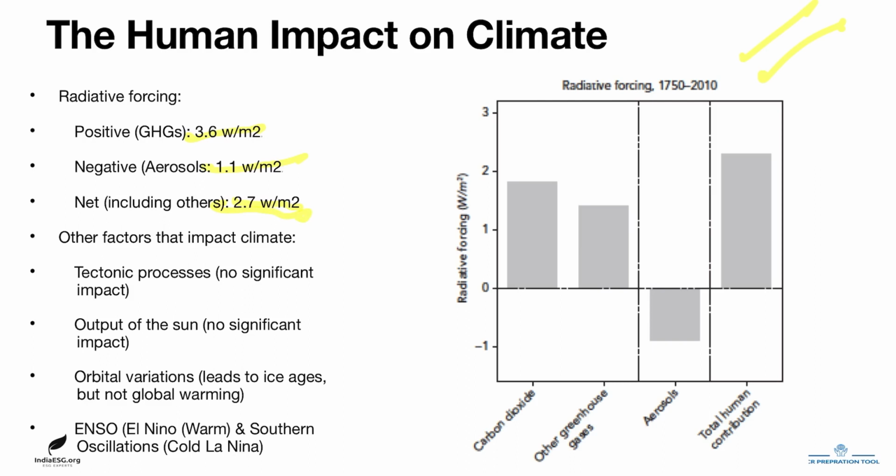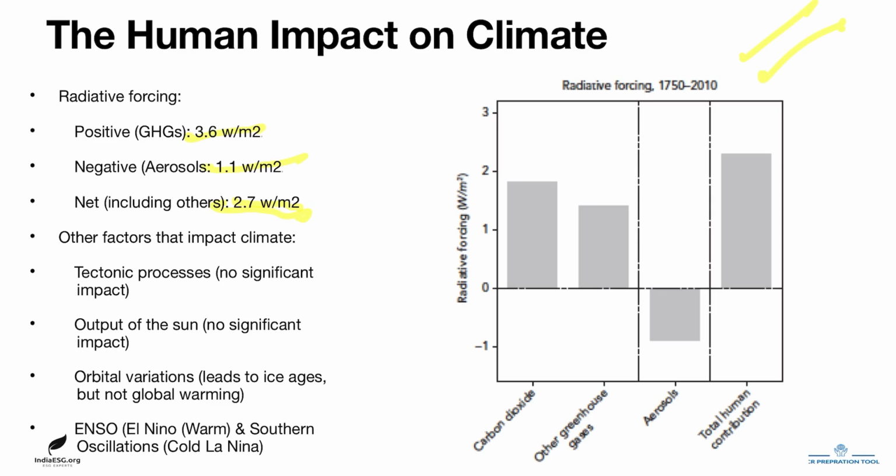Now, we also need to understand other processes, and so there is always a possibility that there are other processes which impact geological systems, and whether those systems may impact climate or not. For that, there are different geological processes like tectonic processes, then output of the sun, and then other variations, and El Nino, La Nina. So what is the impact of these? Whether they are leading to global warming or they are not, that we need to understand, and there can be questions related to this concept also.